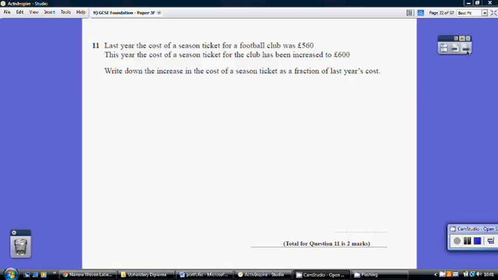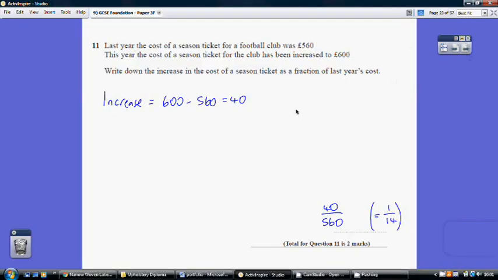Question 11. To work out the increase in the cost as a fraction, we start off by working out the actual increase itself. It's gone up from 560 to 600, so that's an increase of 40. Now, as a fraction, we're going to divide this by last year's cost, so it's 40 over 560. You can simplify that to 1 over 14, but you didn't need to, to get the 2 marks.